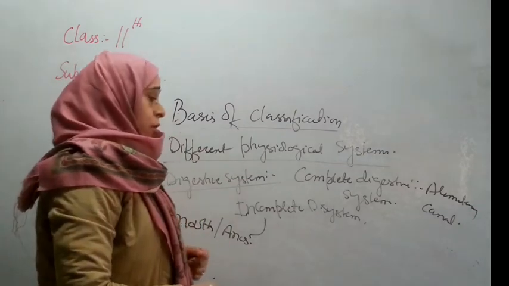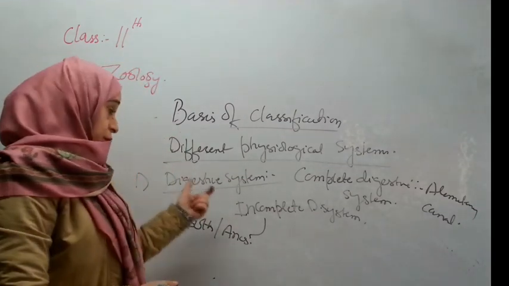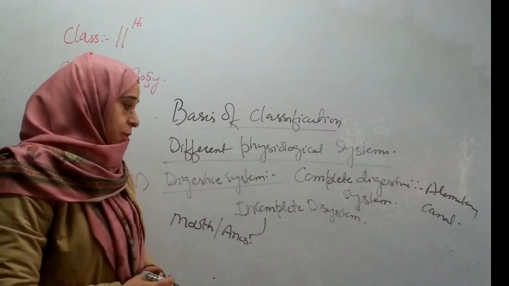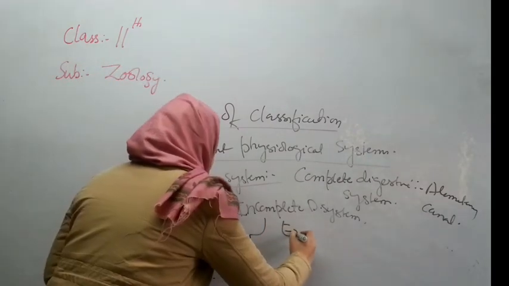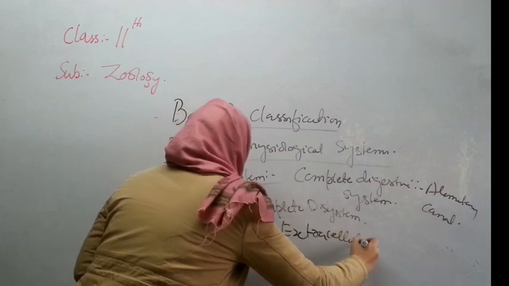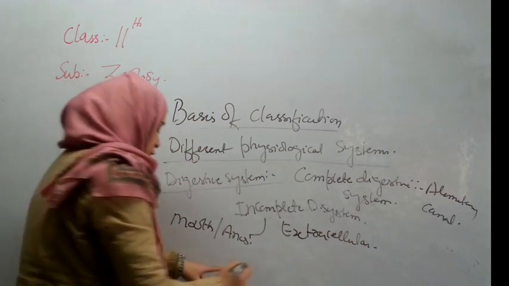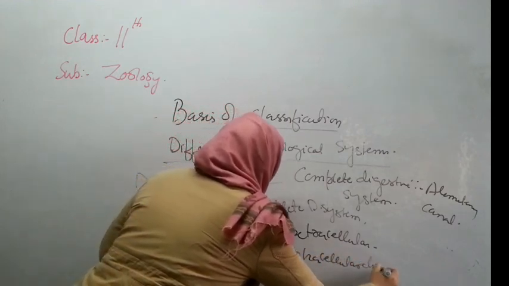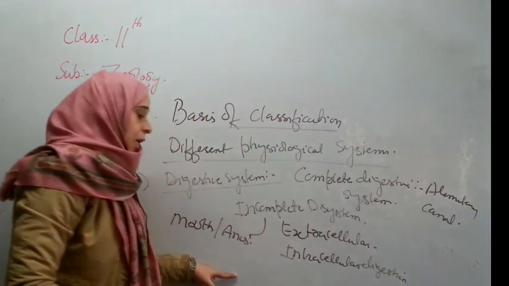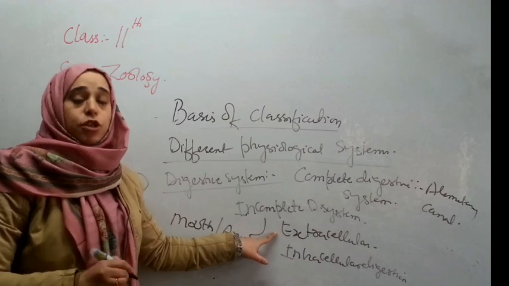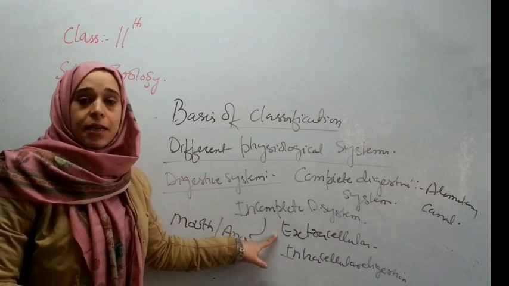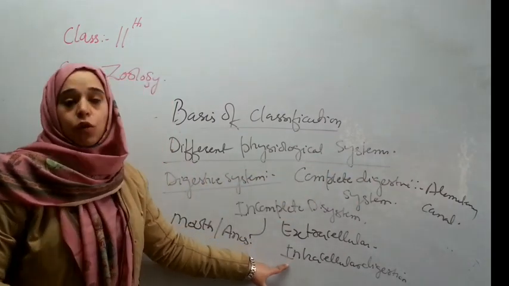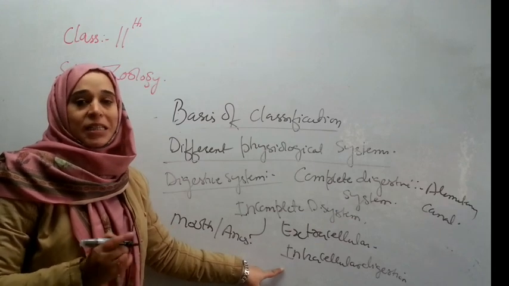Dear students, on the basis of the digestive system, we also have different types of animals performing the process of digestion in two ways. There are certain animals which perform extracellular digestion, and there are certain animals which perform intracellular digestion. Extracellular digestion means the process of digestion takes place outside the cells. And where does it take place? It takes place within the alimentary canal. And when we talk about intracellular digestion, here the process of digestion takes place inside the cells.